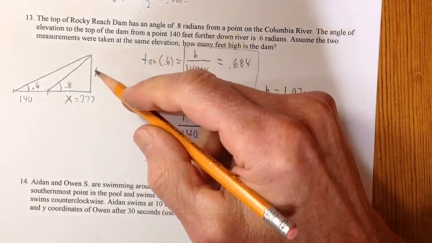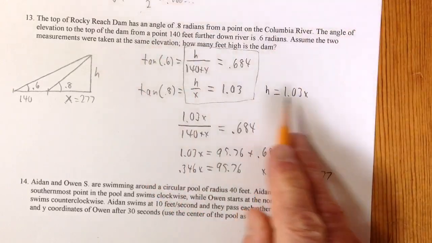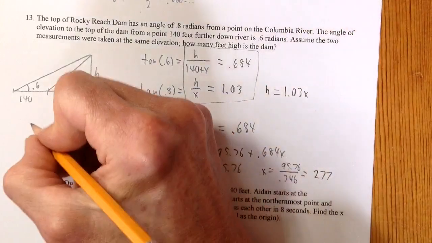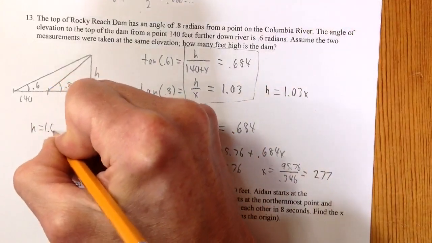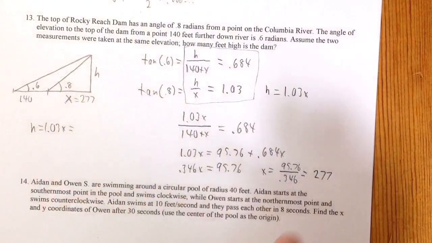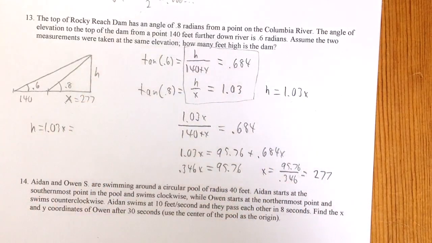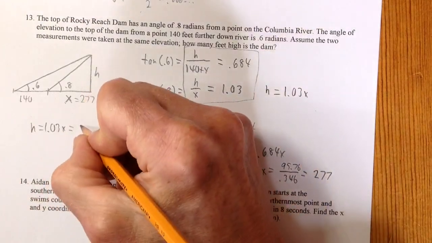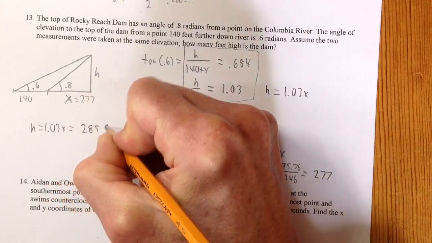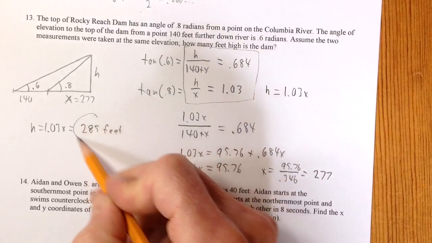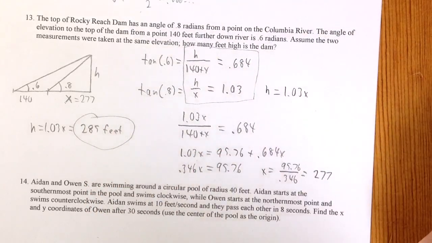Now we got to know what h is. But we know h is 1.03 times x. So h is 1.03x, which is practically x, right? These two things are about the same, but it's not exactly. So times 1.03, I get about 285. So it's about 285 feet. So that is our answer. It's always good to circle your answer because there's a lot going on here. So about 285 feet tall.